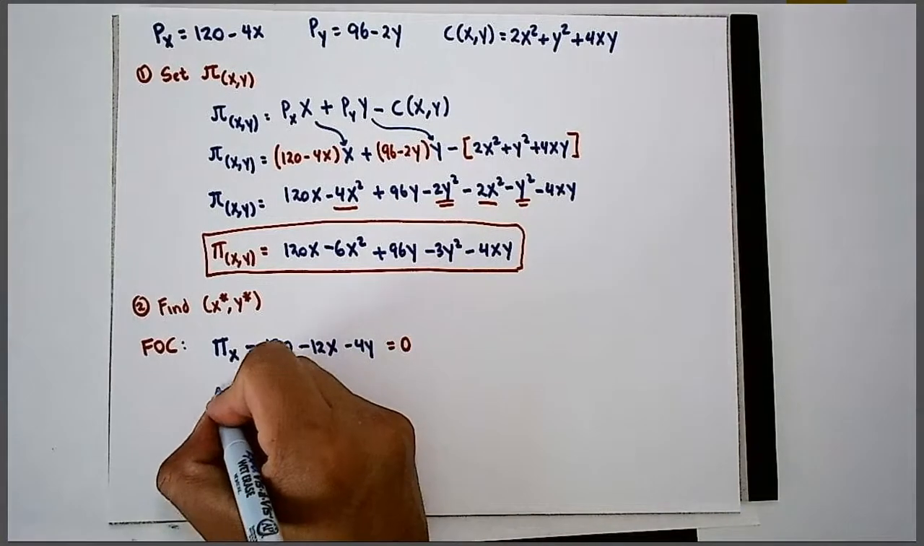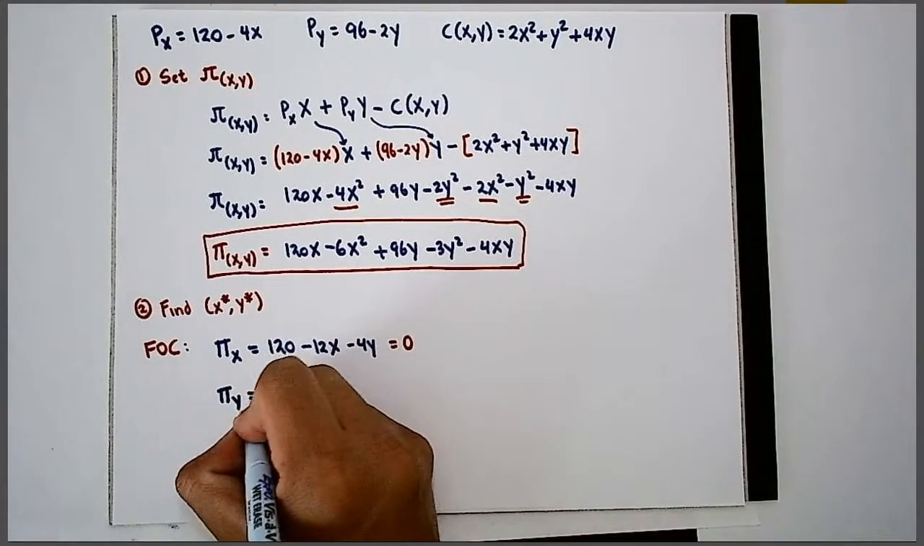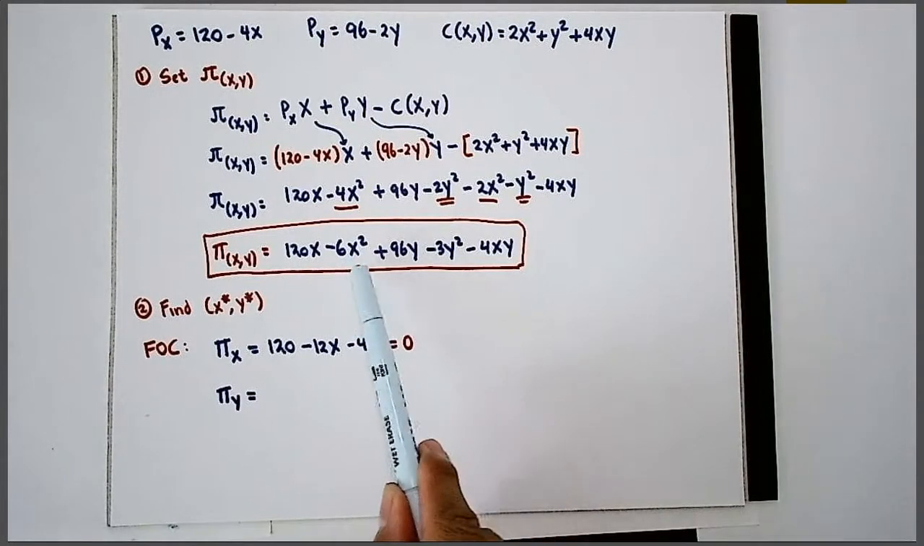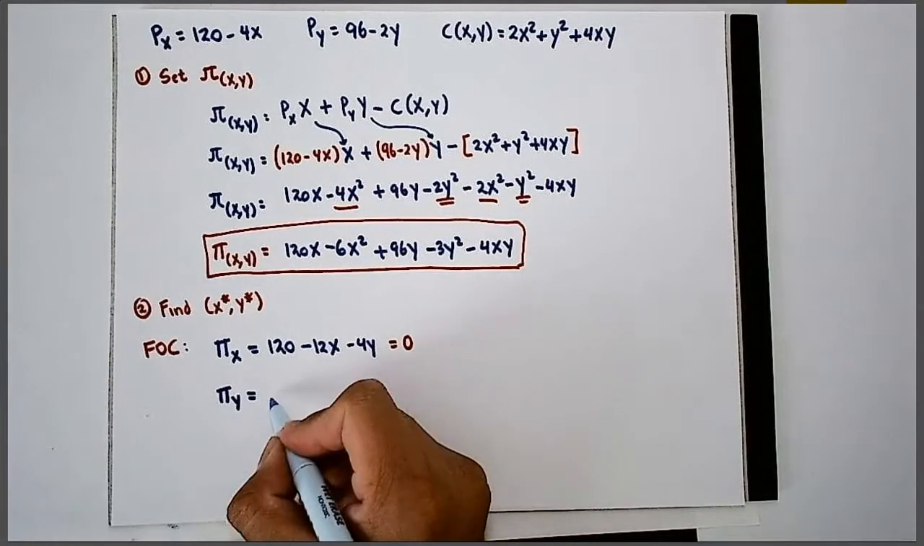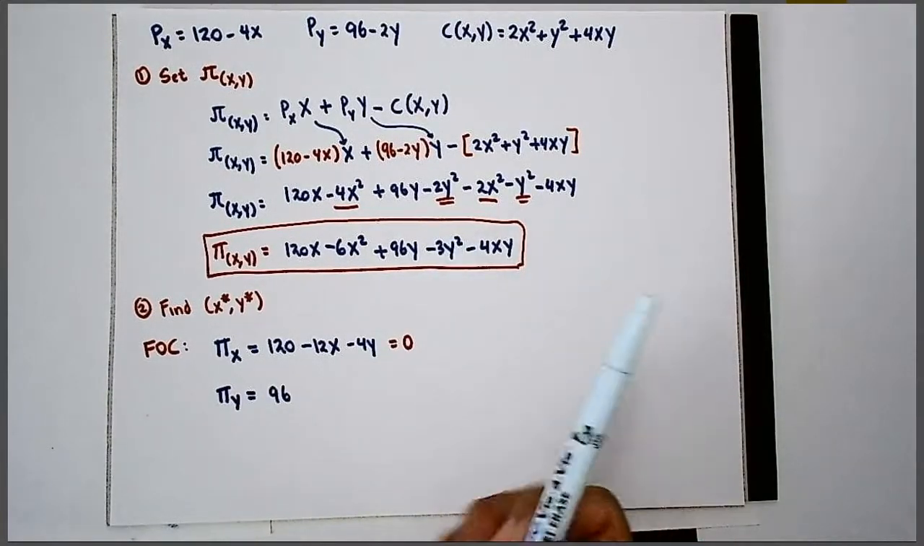Now let's obtain the partial derivative of the profit with respect to y. The first two terms, the derivative is 0 because they do not contain y. Then the next part is 96, and the derivative of 3y squared is 6y.